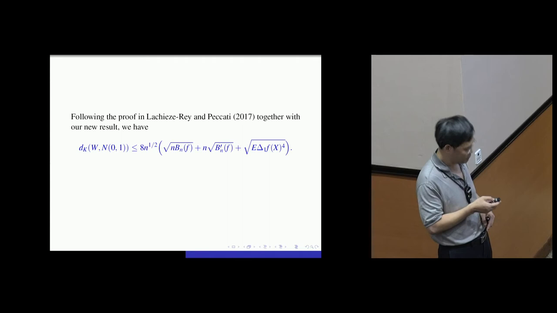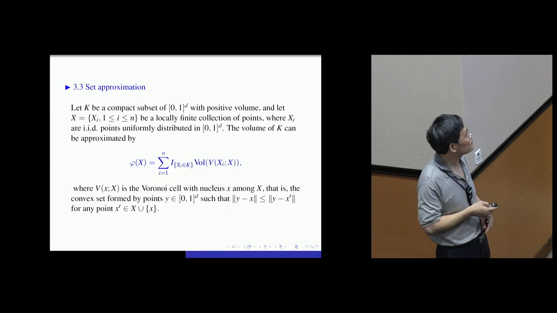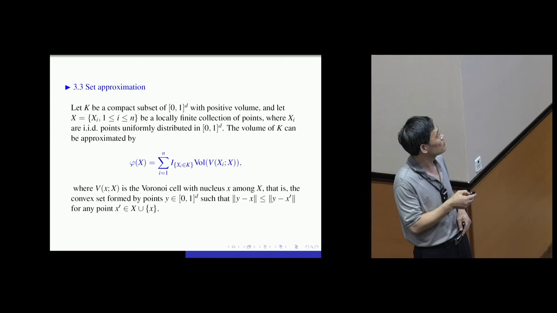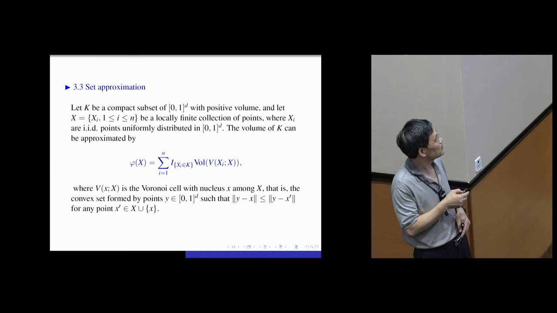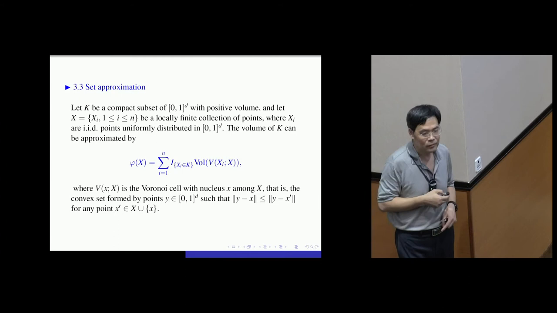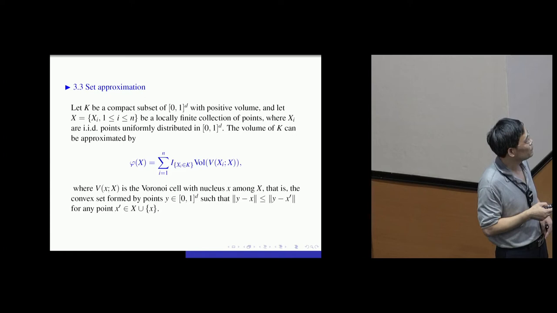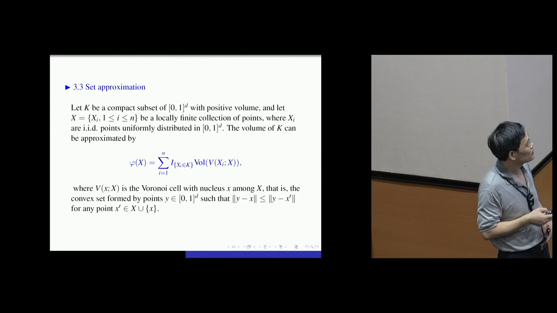So maybe let's look at one example we call set approximation for the volume of a convex set. K is a convex set in the cube [0,1] to the power d, the d-dimensional cube. So X lambda is not a random vector, but it's the set of random points Xi. We assume that Xi are uniformly distributed on the cube. The volume of K can be approximated by this function phi of x, and V of Xi is the so-called Voronoi cell with nucleus x among all those points. So it's defined that way.